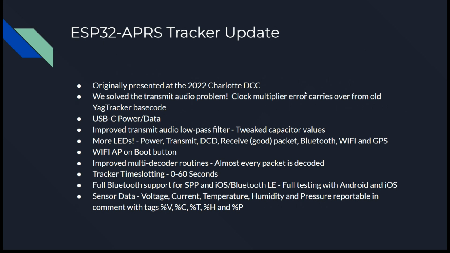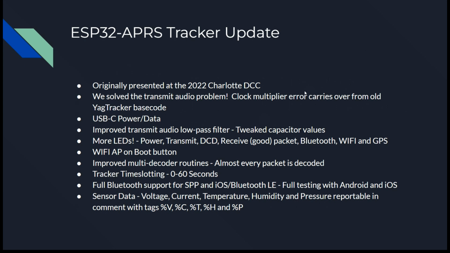Another change we made was going from a USB micro connector to a USB-C connector. It seems that everything's really going in that direction, and it's a much more robust connector compared to the USB micro. We did have some transmit audio low-pass filter improvement by tweaking some of the cap values. Another thing we did was we added a few more LEDs, but we now have an LED for power, transmit, DCD, receive when you receive a good packet, Bluetooth, Wi-Fi, and GPS status. So those LEDs at a glance will tell you what the tracker's doing and what state everything's in.